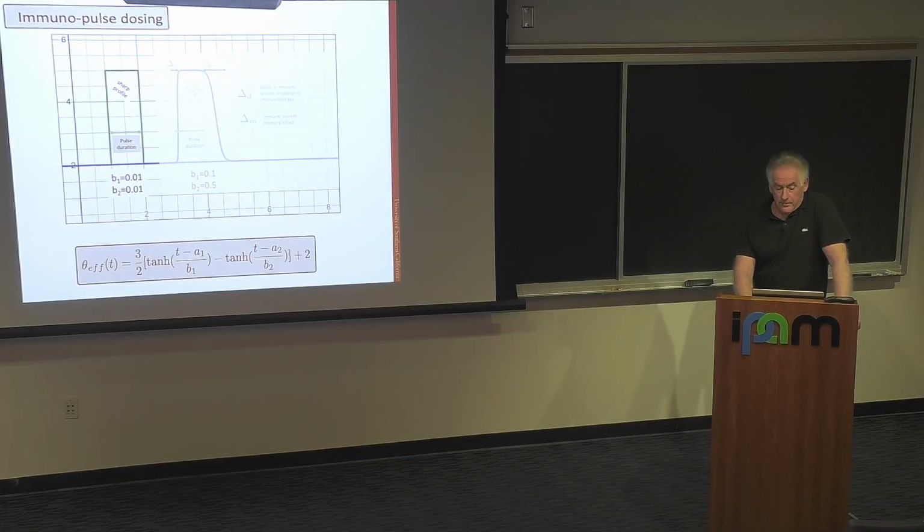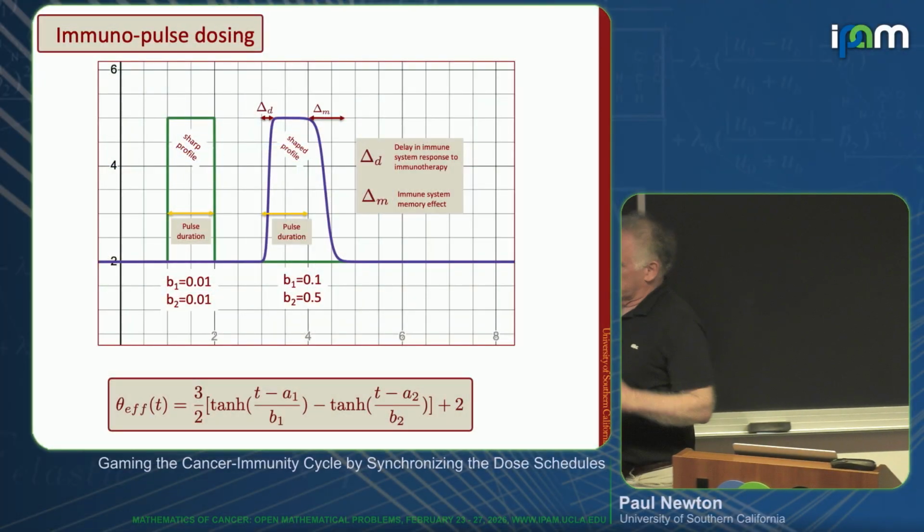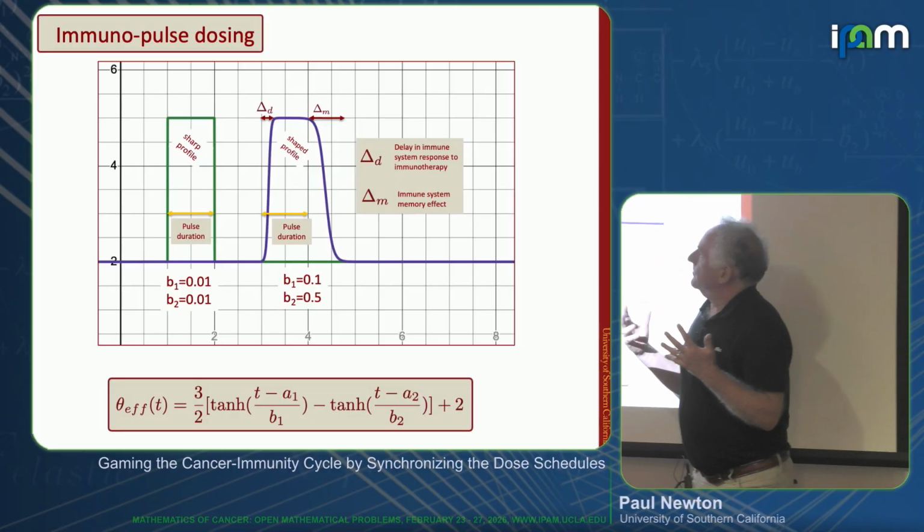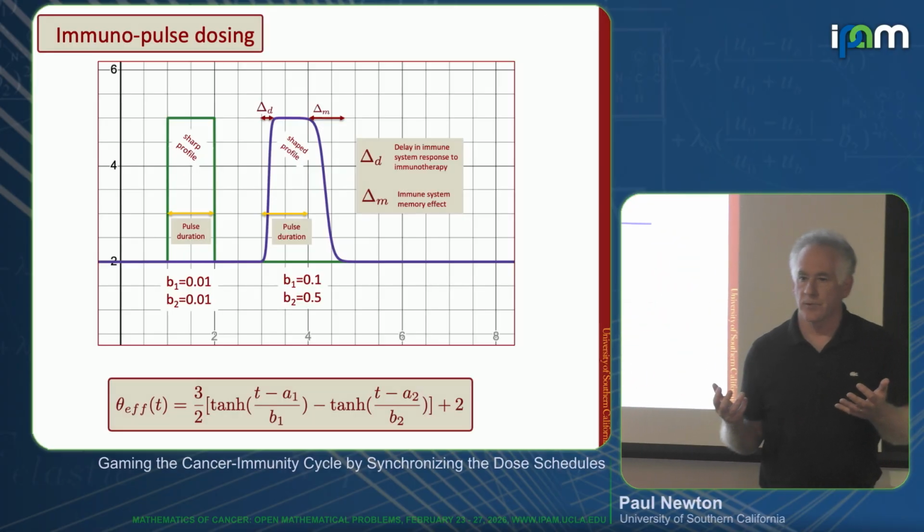For the immunopulse dosing, we also take a similar function, but we do something else with the immunopulses because you need a couple of things to make it more realistic. One is that the system doesn't respond immediately to a pulse of immunotherapy.